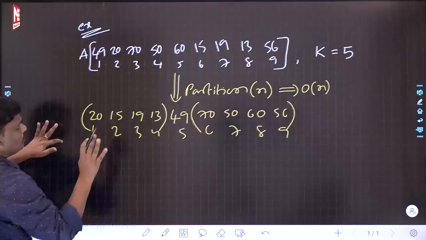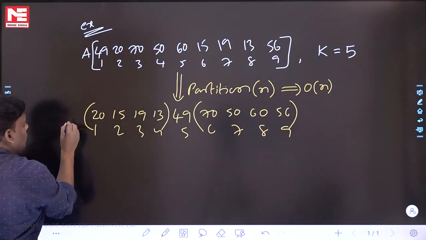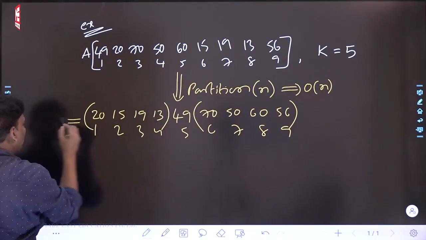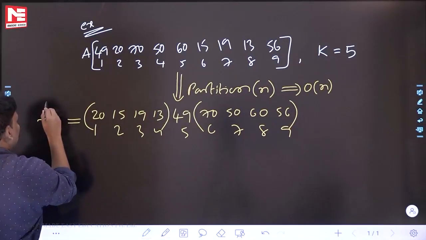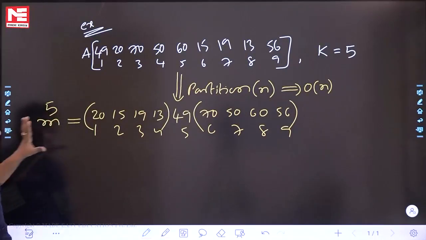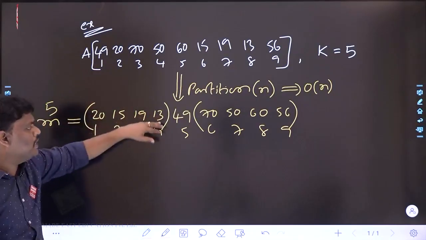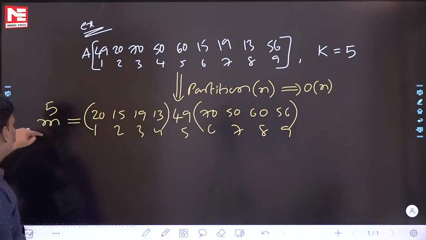Please help me. On this array, if you apply the partition algorithm by taking 49 as the pivot, the pivot will go to its correct place. Finally, it will also return one number. What is the number? Assume it returns some number m. m is 5, the pivot element's position. The partition algorithm is over after keeping the pivot element in its correct place, and it returns the position. What is the position of the pivot element? 5. So m is 5.